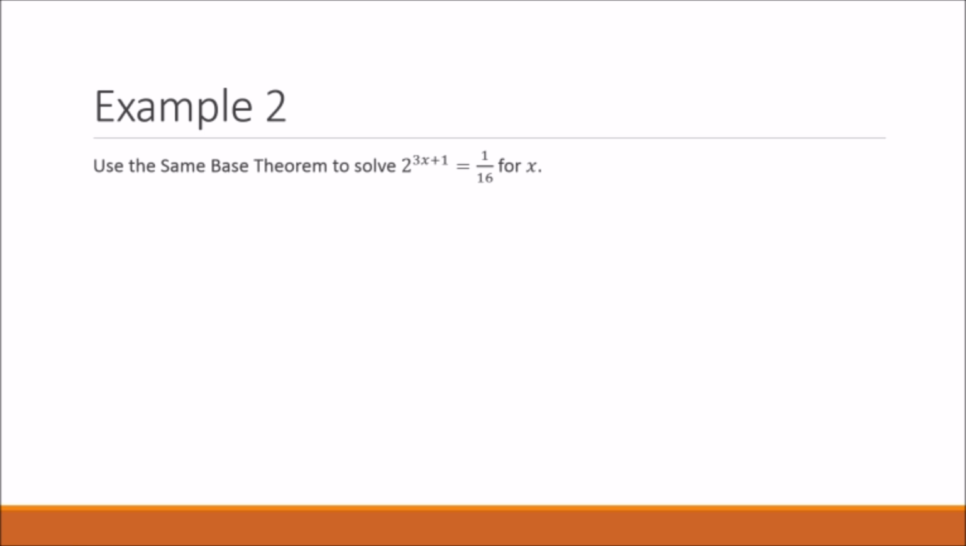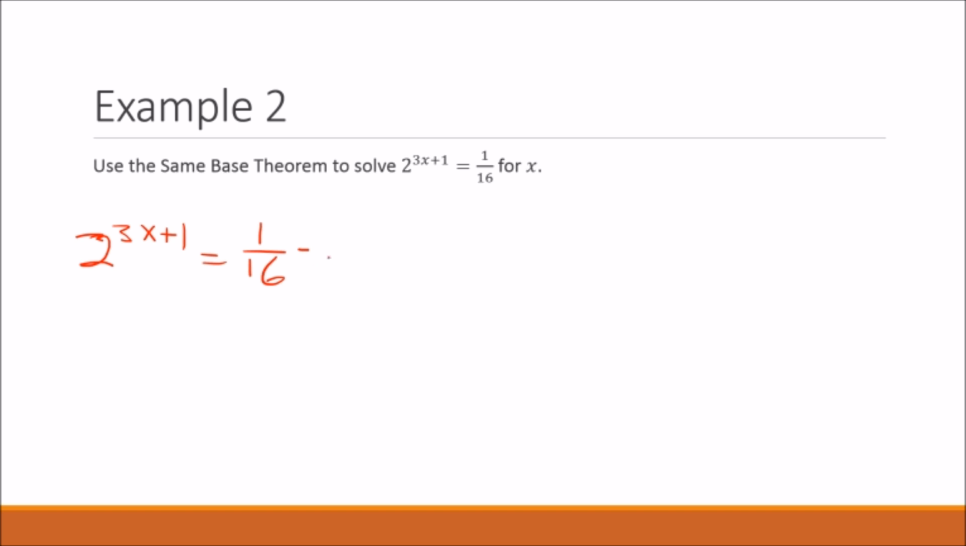Example 2 asks us to use the same base theorem to solve 2 to the 3x plus 1 is equal to 1/16, and again, we're solving for x. So let's do the same process. We have 2 to the 3x plus 1 is equal to 1/16. Now again, it is probably not easier to write 2 as 16 to some power, but we can write 16 as 2 to some power.